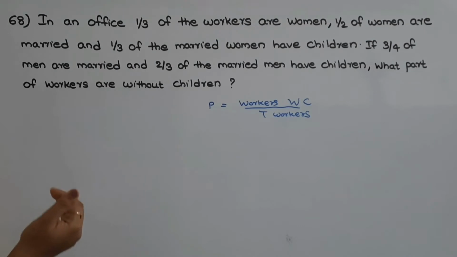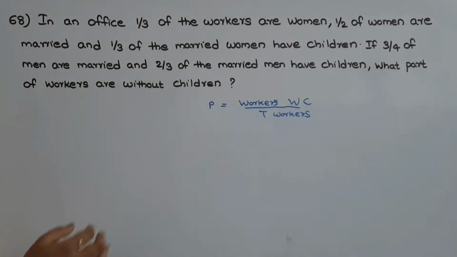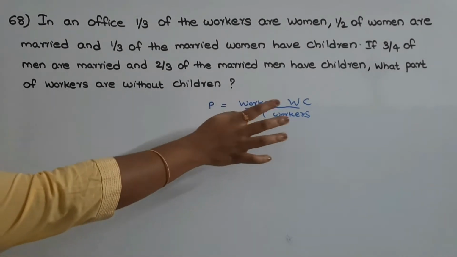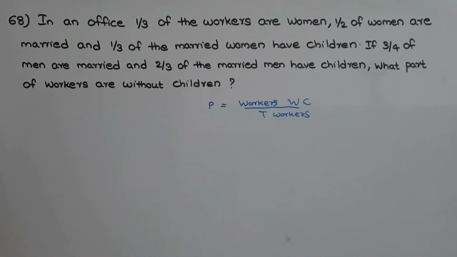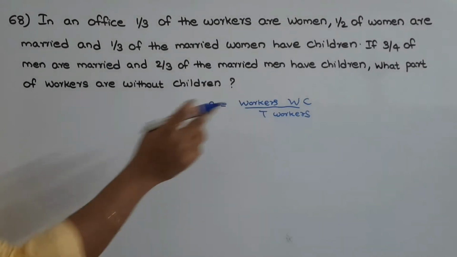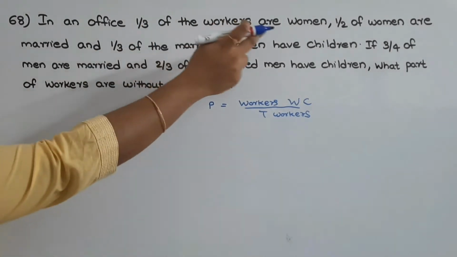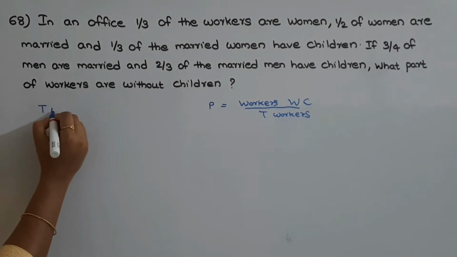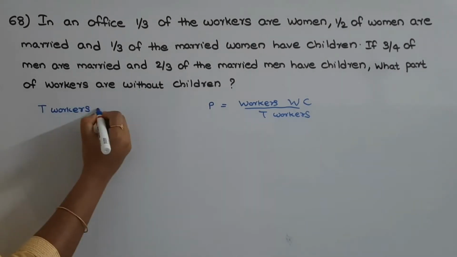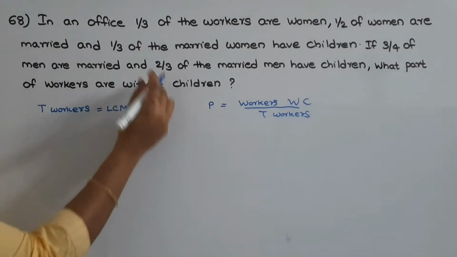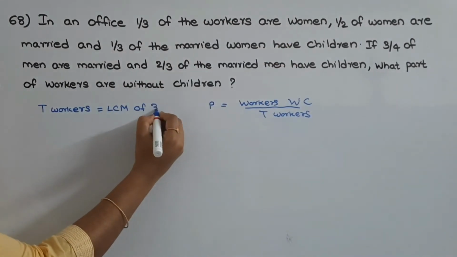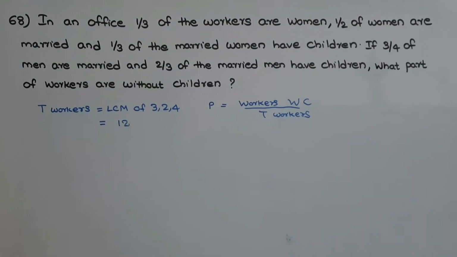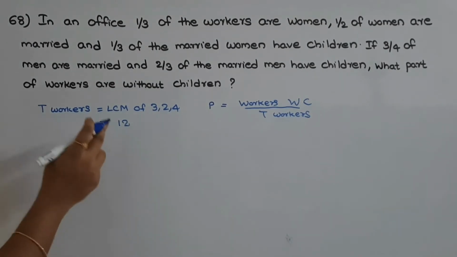First, let us consider a value for the total workers. Okay, since our answer is in terms of fraction, we can consider any value for the total workers. Okay, so for easy calculation, let us consider the total workers as the LCM of all the denominators that we are having in the question. Okay, so let us take the total workers as the LCM of 3, 2 and 4. Okay, so the LCM of 3, 2 and 4 is 12. Okay, so let us consider the total workers as 12.